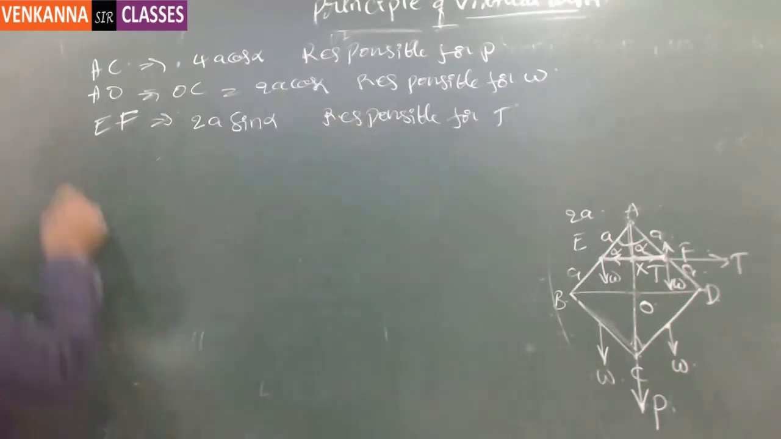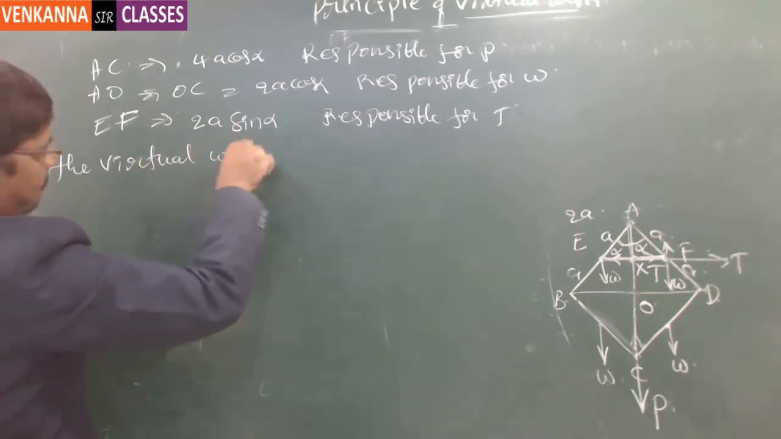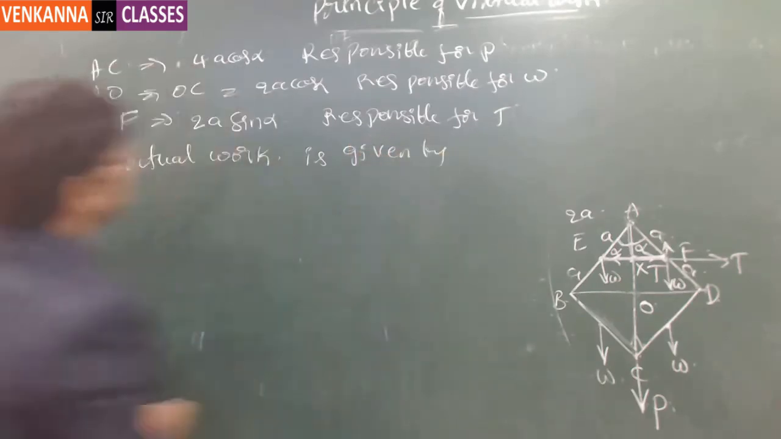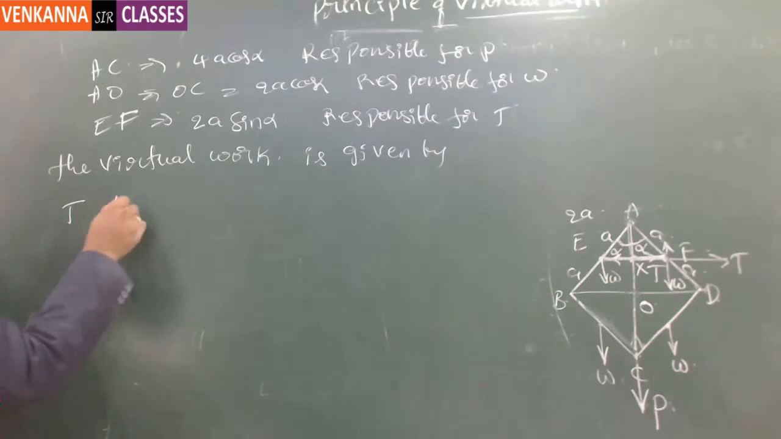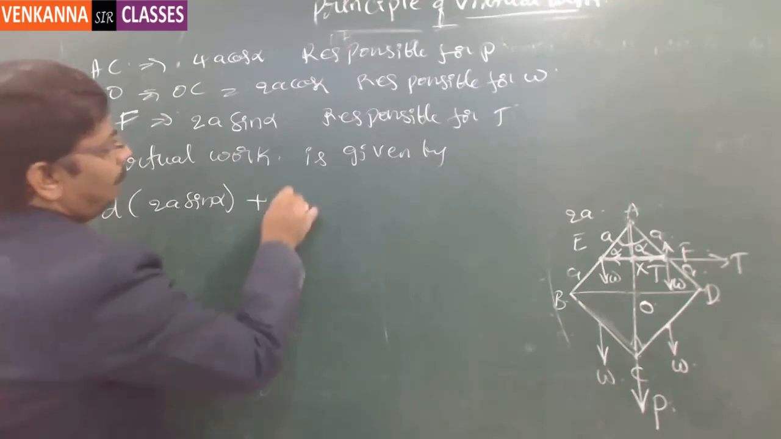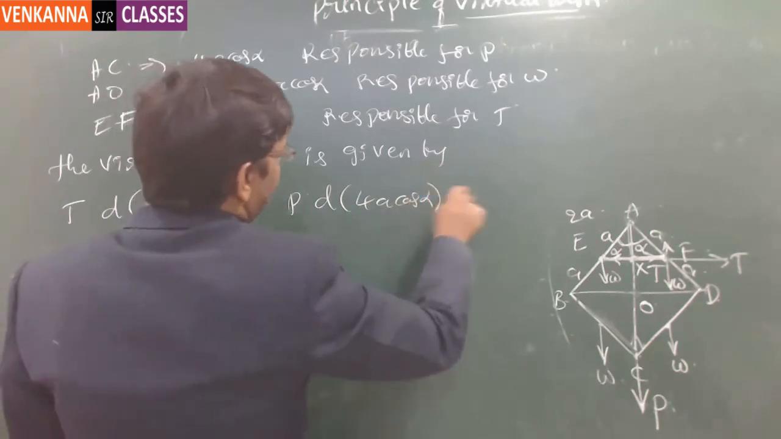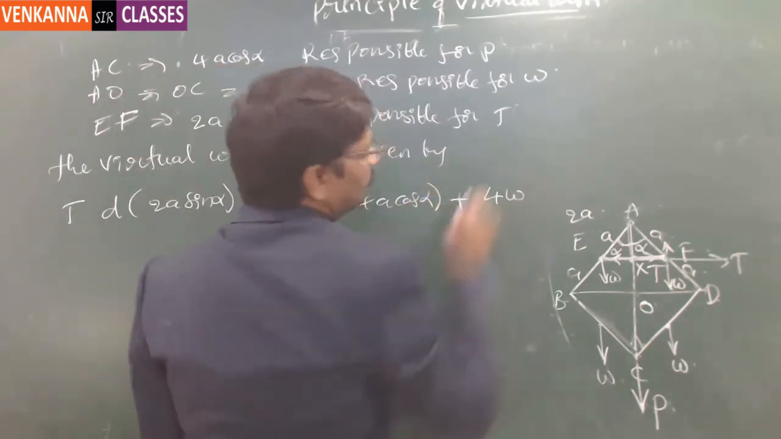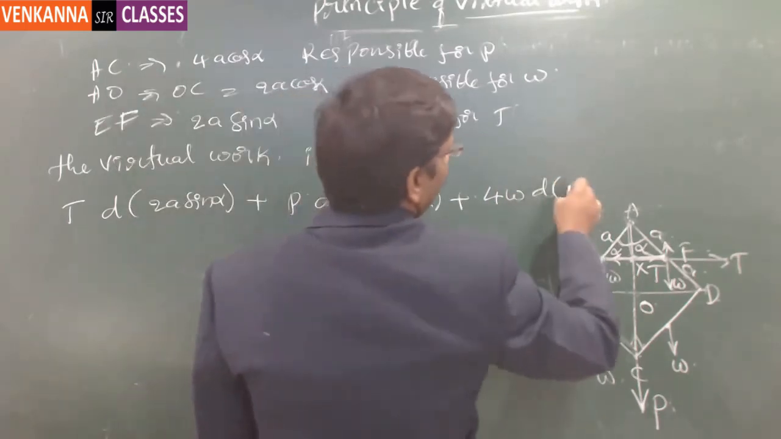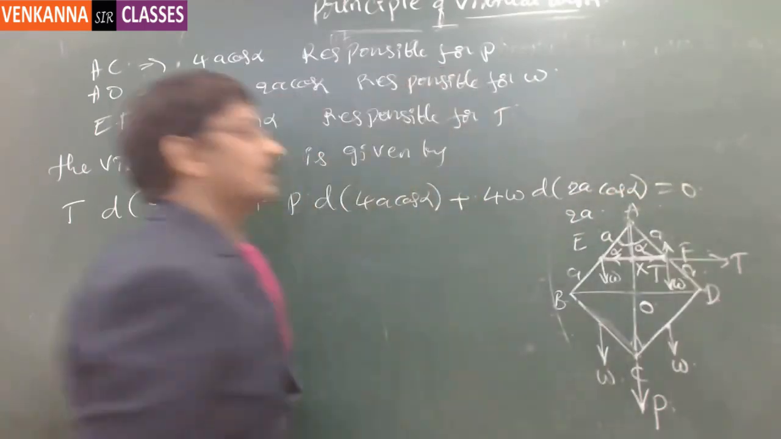So the virtual work is given by T times the derivative of 2A sin alpha, plus P times the derivative of 4A cos alpha, plus 4 times W. Because the 4 different W's are subjected to the same length, the derivative of 2A cos alpha is equal to 0. So this is the principle of virtual work.